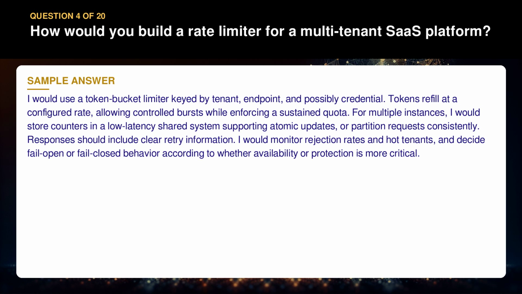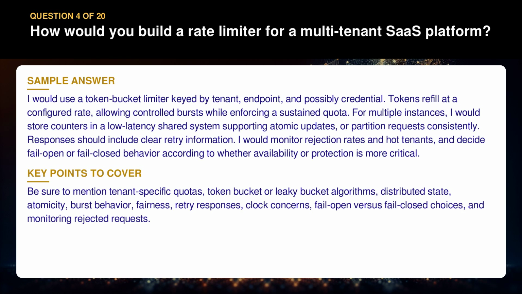I would monitor rejection rates and hot tenants, and decide fail open or fail closed behavior according to whether availability or protection is more critical. Be sure to mention tenant-specific quotas, token bucket or leaky bucket algorithms, distributed state, atomicity, burst behavior, fairness, retry responses, clock concerns, fail open versus fail closed choices, and monitoring rejected requests.